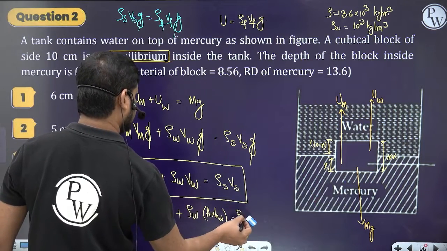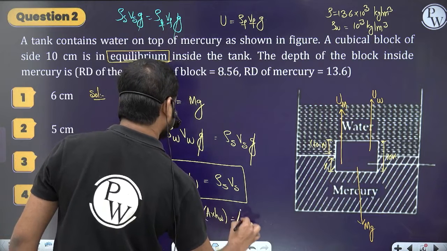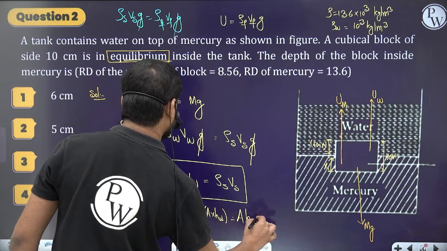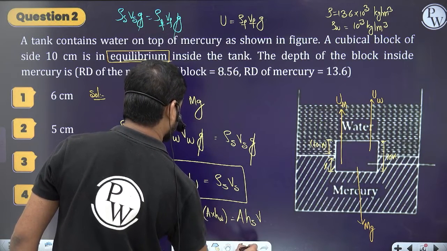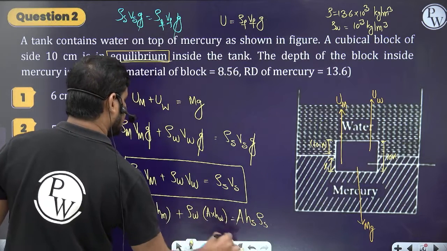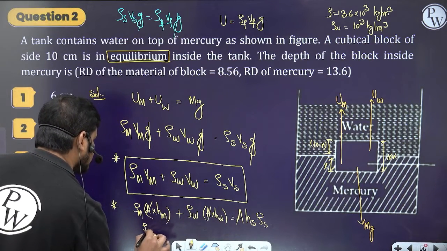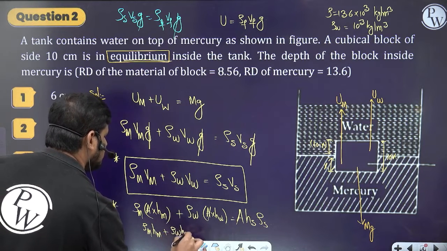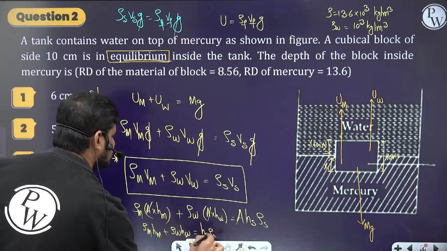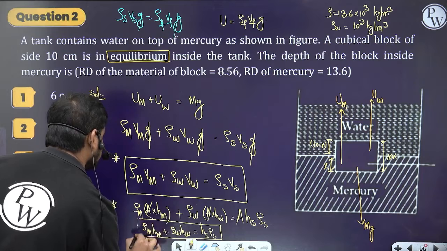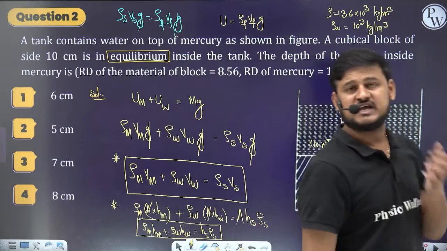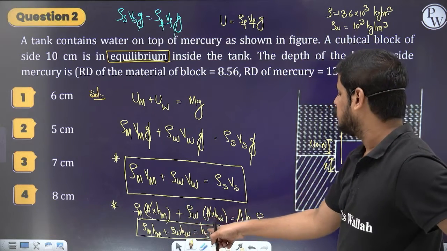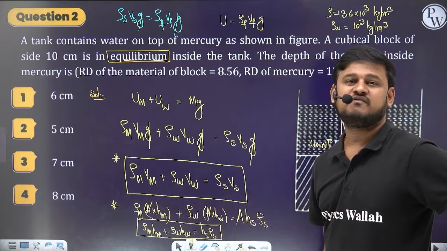Here rho_S V_S means the cross-sectional area of the solid into the height of the solid into rho_S. So here the area cancels. We get rho_M H_M plus rho_W H_W is equal to H_S rho_S. So this is the concept. Clear guys? Understood? Previously we have seen rho_S H_S is equal to rho_F H_F.